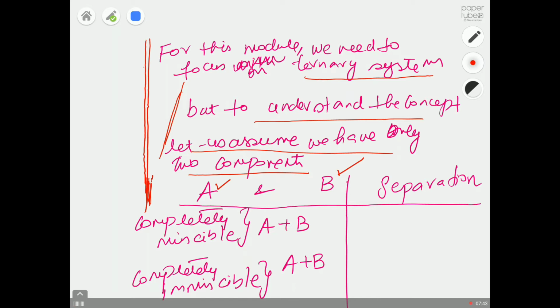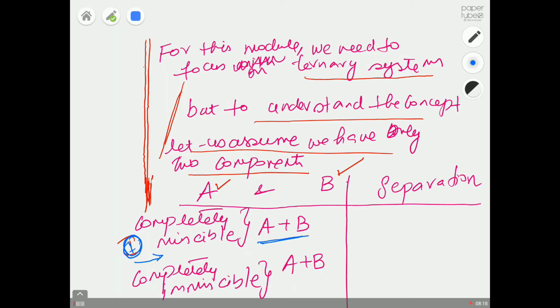Just ignore whether this is a carrier liquid or solvent. Just think they are two liquids. One is A and one is B. So out of these two, you can get four different combinations. So one is completely miscible. Just follow the blue, how I write. I'm using this blue ink at the moment, so just follow whatever I'm writing on the screen. So first one is completely miscible, which is A plus B.